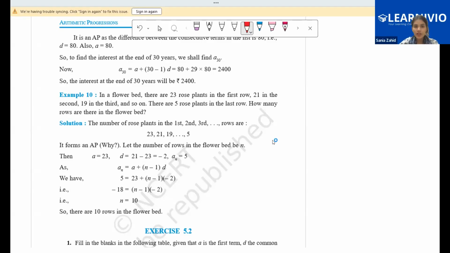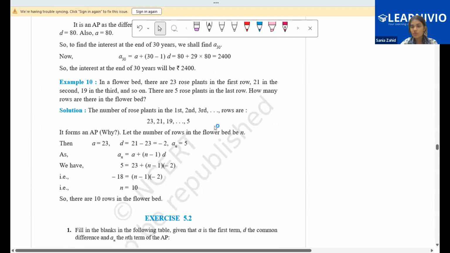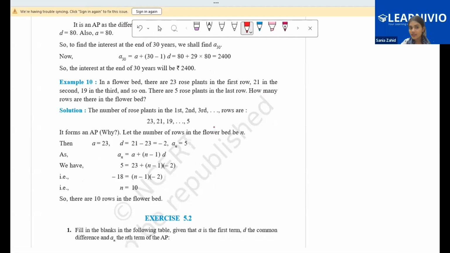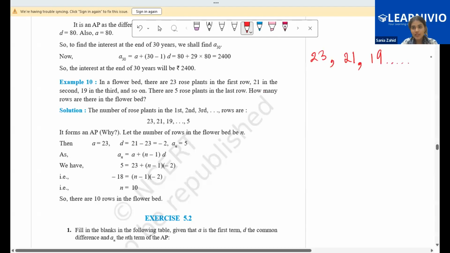So this question says that in a flower bed, there are 23 rose plants in the first row, 21 in the second, 19 in the third, and so on. There are 5 rose plants in the last row, and how many rows are there in the flower bed? That's the question. So in the first row, we have 23 plants. Then in the second row, we have 21 plants. Then we have 19 plants. And like this, the number of plants just keeps on decreasing. And at the last row, we have only 5 plants, right? So they are asking you how many total number of rows are there.